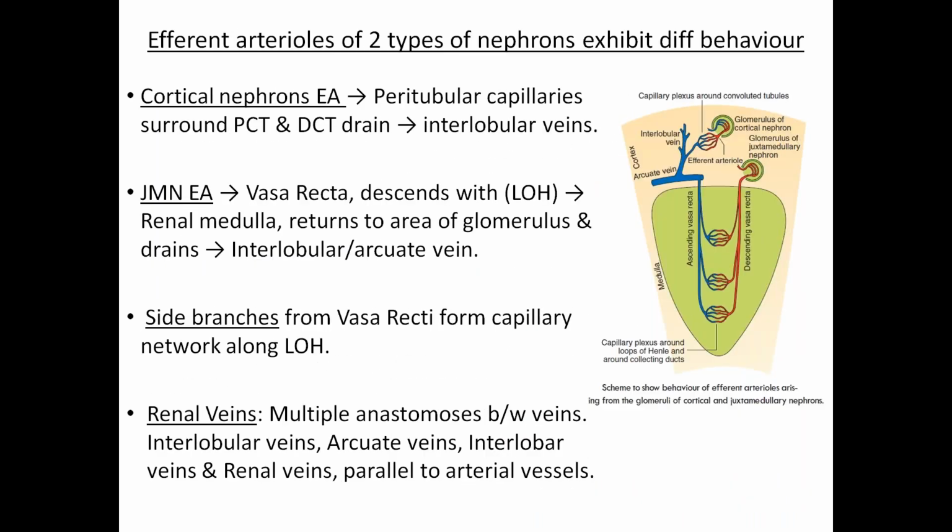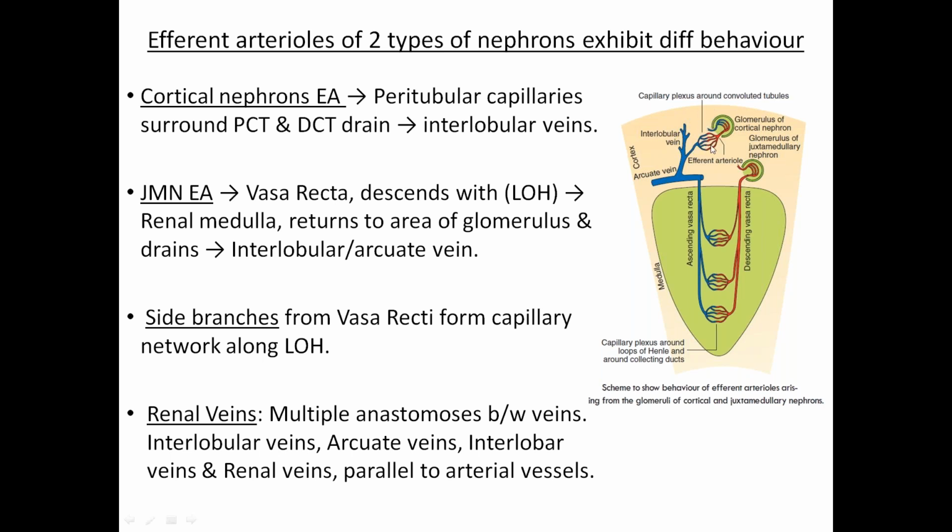Now let's talk about the efferent arteriole. The efferent arterioles leaving the glomeruli of the two types of nephrons exhibit different behavior, which I mentioned when we talked about the differences between the two kinds of nephrons. Those from the cortical nephrons divide into peritubular capillaries that surround the PCT and DCT, forming a meshwork of microvessels, and these drain into the interlobular veins here.